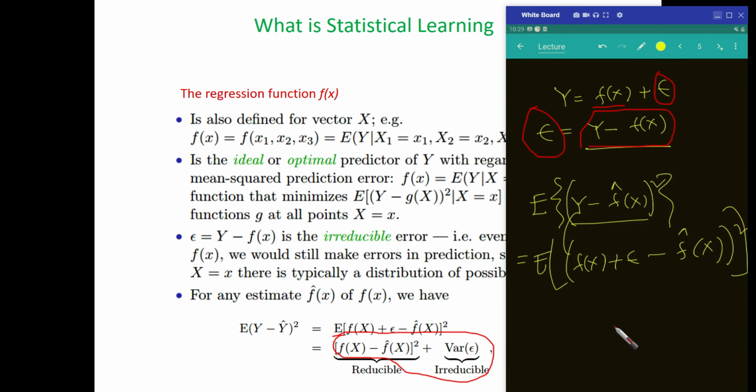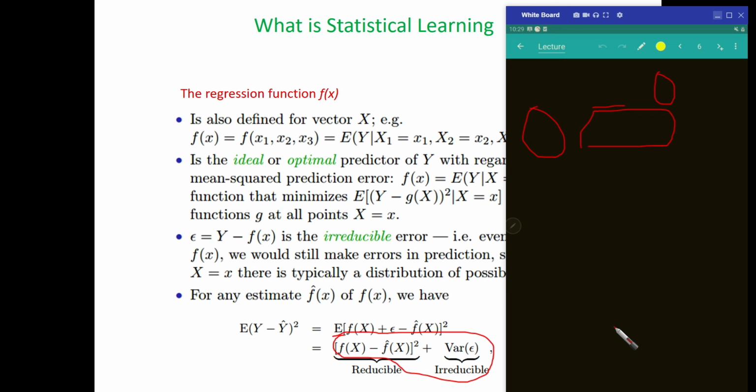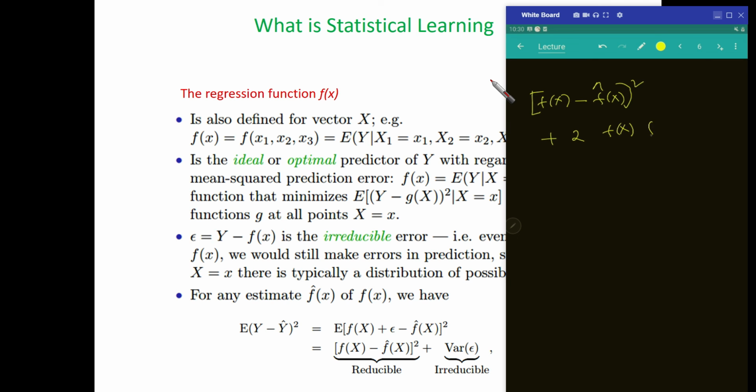Now how do these terms come out? It is very easy. From this line to this line, you see the f of x, we can write minus f hat, the estimated one, so definitely we can consider this one as the square, and then plus 2 of f of x minus f hat, multiplied by epsilon, and then plus epsilon square, right?